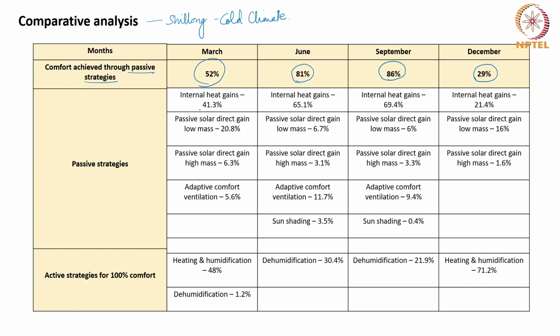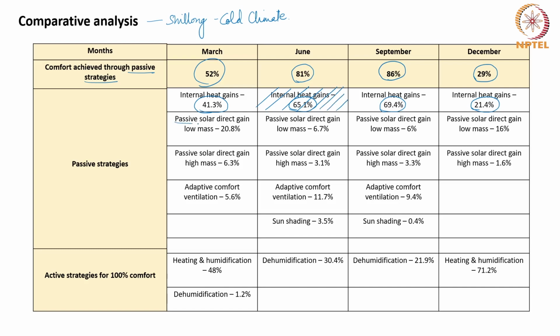Internal heat gains, nearly 41.3% can be made comfortable with internal heat gains. In June, it is 65.1 and 69.4% of the month of September can become comfortable with just internal heat gain. Whereas for December, only 21.4% is effective in making the indoors warm with internal heat gain. So, it means that internal heat gain is most effective for the month of June.